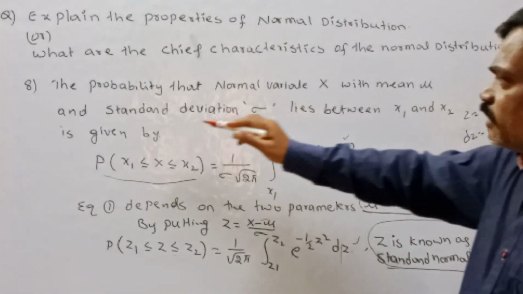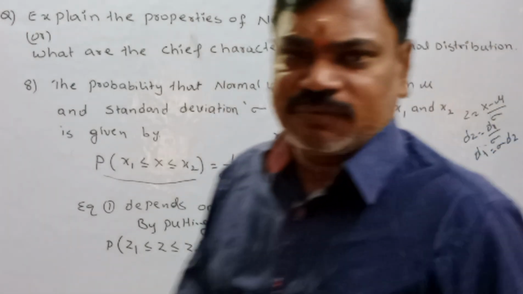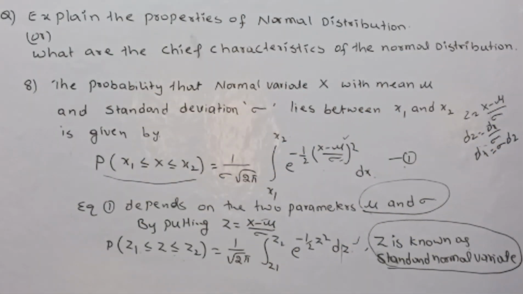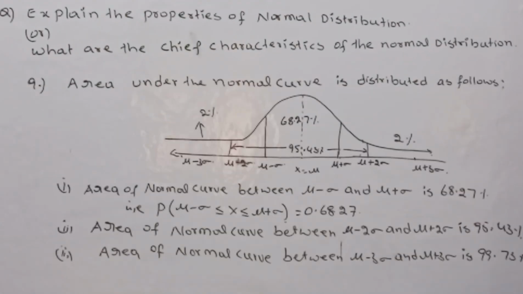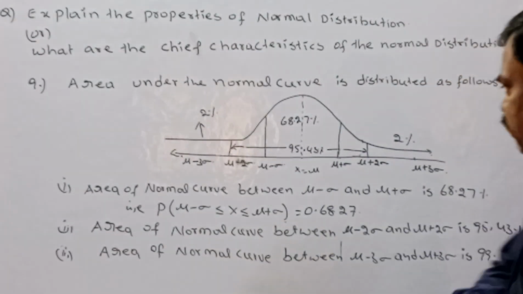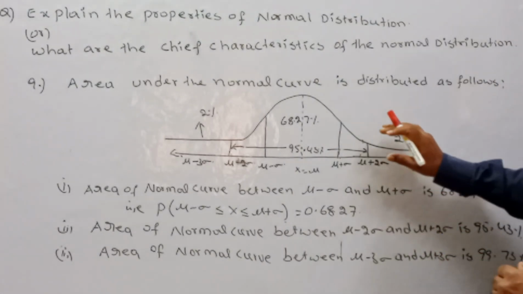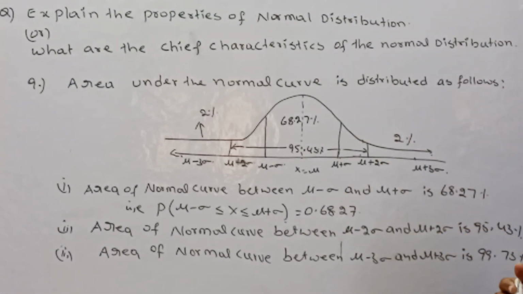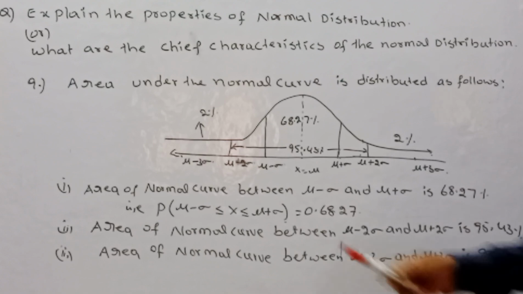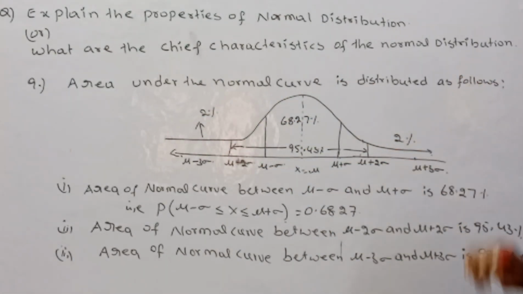This is the eighth property of the normal distribution. Here, the ninth characteristic or property of the normal distribution. Here you observe the normal distribution curve, and in this one the area under the normal curve is distributed as follows.